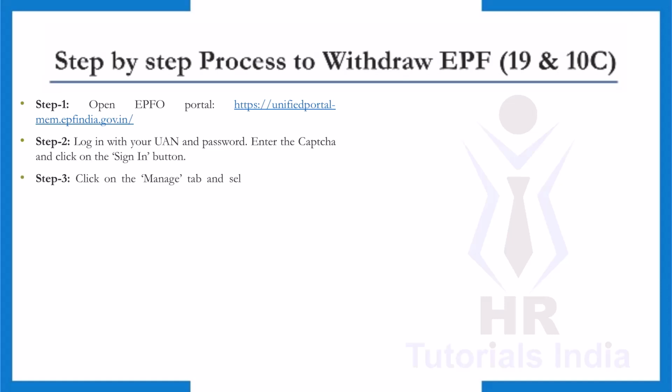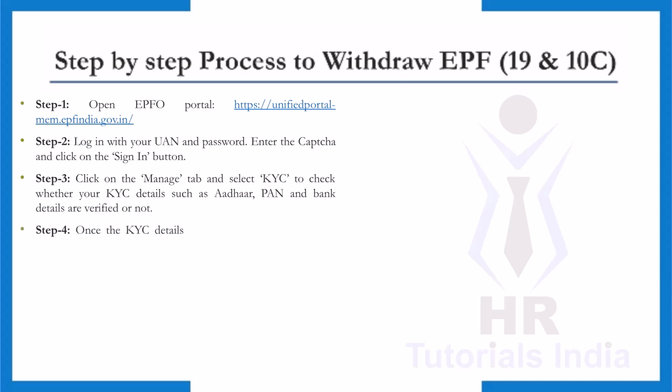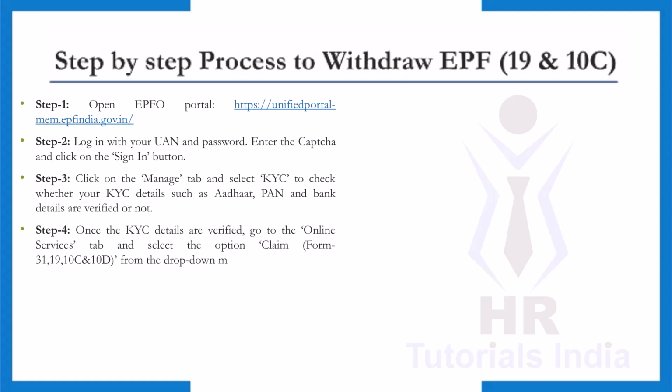Step 3. Click on the manage tab and select KYC to check whether your KYC details such as Aadhaar, PAN and bank details are verified or not. Step 4. Once the KYC details are verified, go to the Online Services tab and select the option Claim form number 31, 19, 10C and 10D from the drop-down menu.